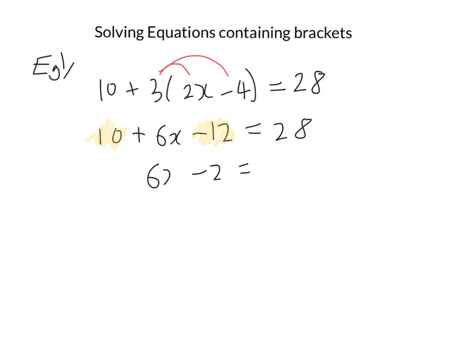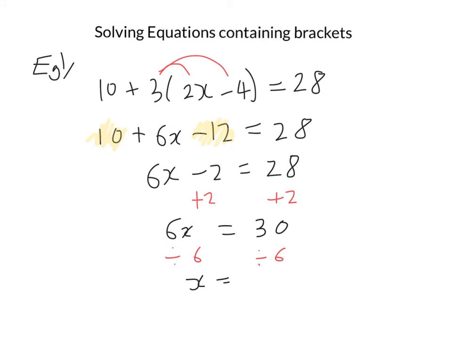And don't forget, we still have a 6x on the left-hand side. So we have 6x minus 2 equals 28. We then want to get rid of the minus 2, so we would add 2 to both sides. And that would leave us with 6x on the left-hand side. When you add 2 to the minus 2, it disappears. And on the right-hand side, we've got 28 plus 2, which is 30. And if 6x is 30, if we divide by the number of x's we have, which is 6, we will get what 1x is equal to, which is 30 divided by 6, and that gives that x is equal to 5.